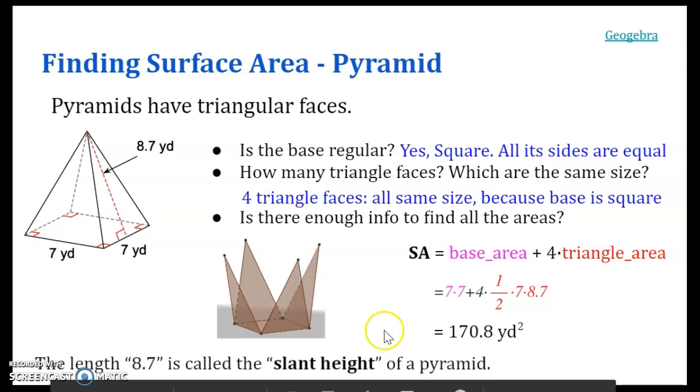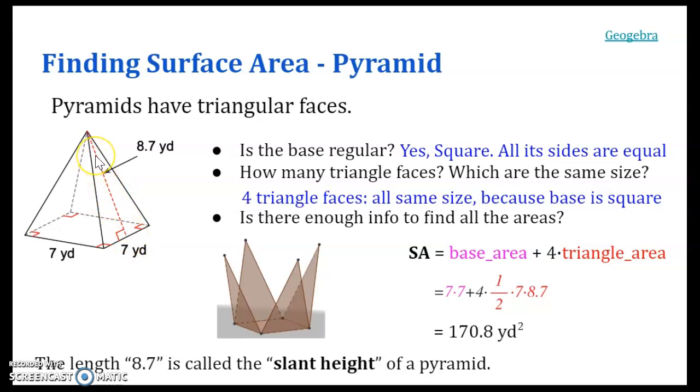Okay, and the length 8.7 here, we have a special name for it. It's called slant height. It's not the height of the pyramid. Height of the pyramid will be the perpendicular height that is perpendicular to the base. So if you dropped all the way from the tip of the pyramid to the middle of the base, this will be the height, and this is what we call slant height.